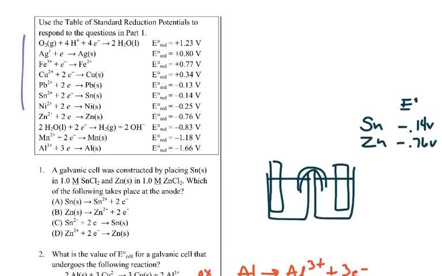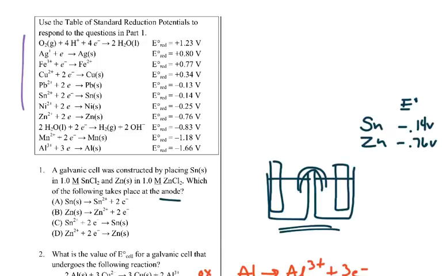Number 1 says a galvanic cell was constructed by placing tin in a solution of tin chloride and zinc in a solution of zinc chloride. That's kind of a standard thing, so we're looking at this sort of a cell. Which of the following takes place at the anode? Built into this, there's some thinking you have to do.